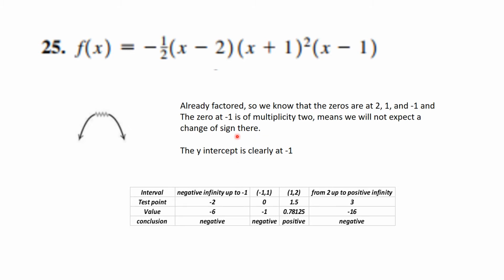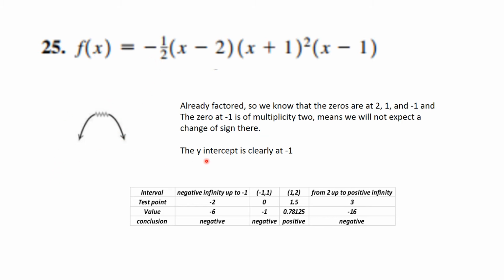Okay, so this is already factored. So we know that the zeros are at x equals 2, x equals minus 1, and x equals 1. Now the zero at minus 1 is of multiplicity 2 because of this exponent, and that means we will not expect a change of sign there, and that's in fact validated when we look below. We're going to be tangent to the x-axis. If you multiply all this out, you have a 4th degree polynomial that has a coefficient of minus 1/2. That means it's going to be a frowning shape.